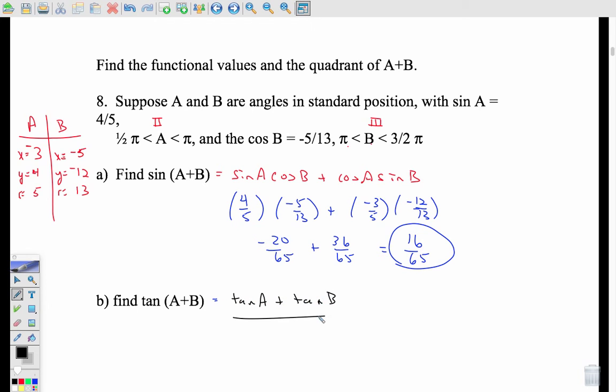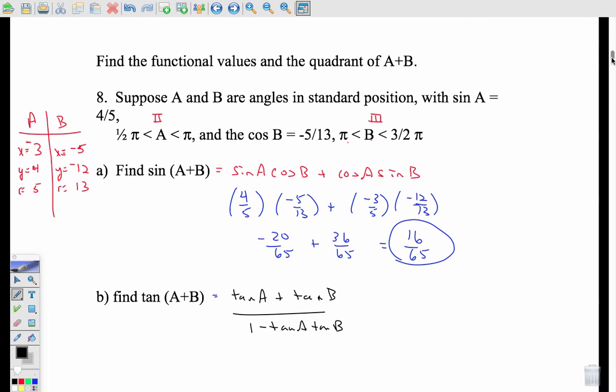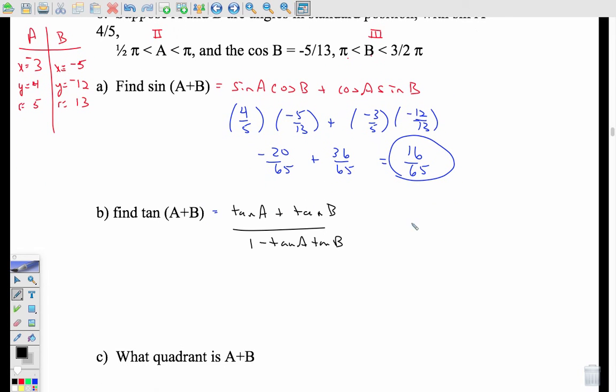Tangent, a little bit more work because of the fraction here, so we'll go ahead and expand that out. Tangent A plus tangent B over 1 minus tangent A times tangent B. We'll scroll down here a little bit so we have a better view. Tangent of angle A is negative 4/3. Tangent of angle B is a positive 12/5, negative 12 over negative 5. And 1 minus negative 4/3 times 12/5.